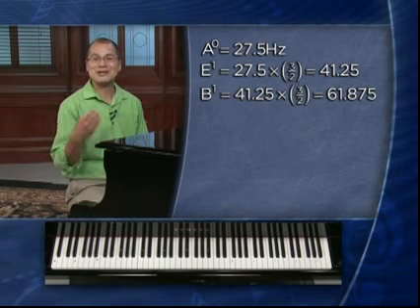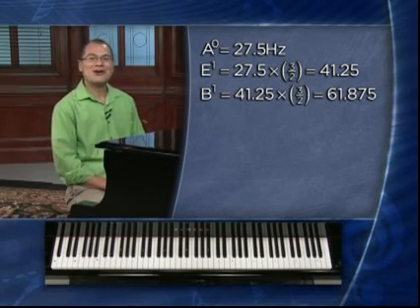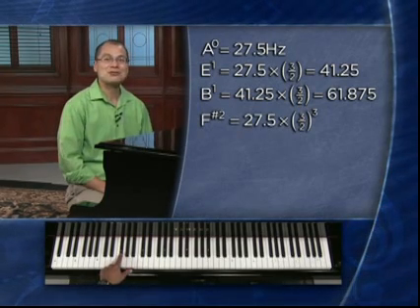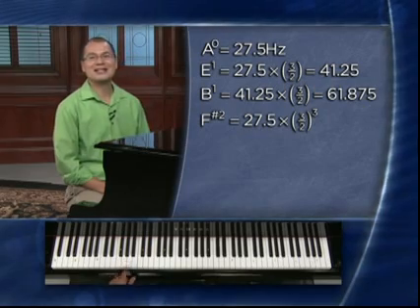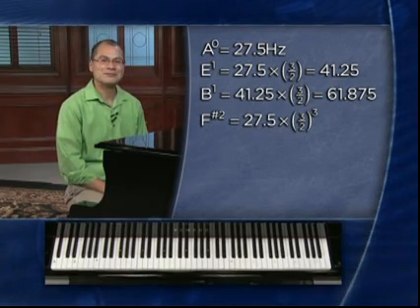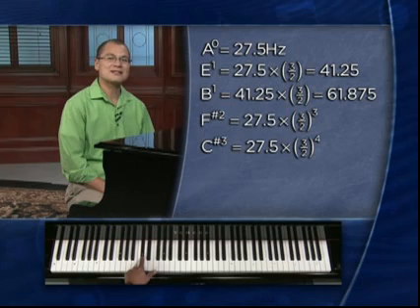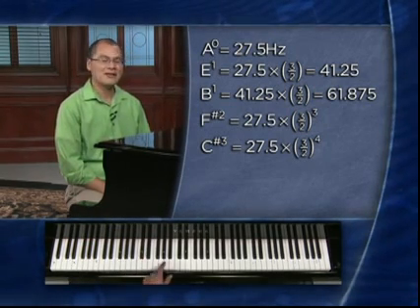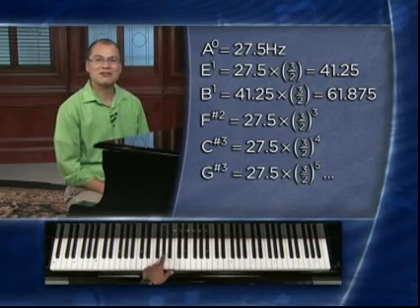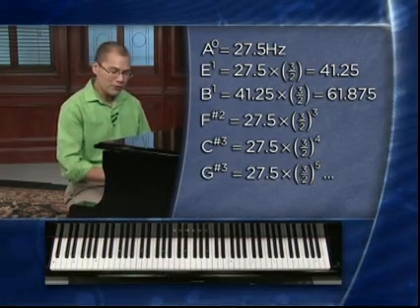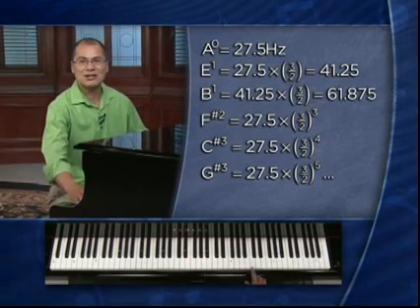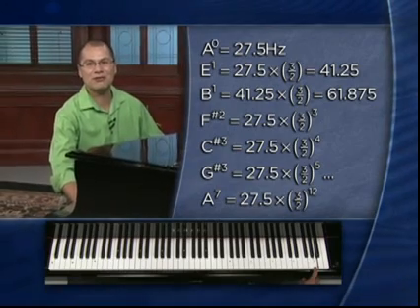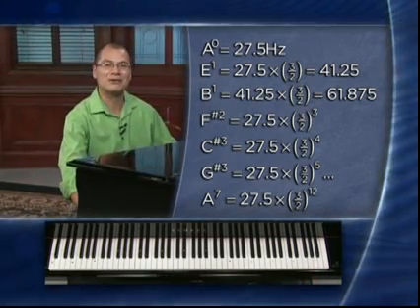At some point you realize we should be a little bit smarter about this and use the tools of mathematics and use exponential notation. So let's call the F sharp 2 here, should be 27.5 times 3/2 to the third power. And you get 92.8125 hertz. The C sharp 3, that's the next one, should be 27.5 times 3/2 to the fourth power. And the next one is a G sharp, and that's 27.5 times 3/2 to the fifth power, all the way on until you get up here to an A7. And the A7, according to our calculations, should be 27.5 hertz times 3/2 to the 12th power.